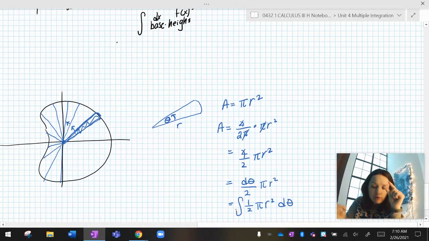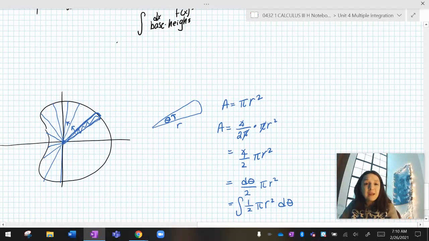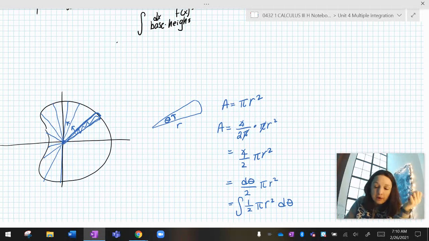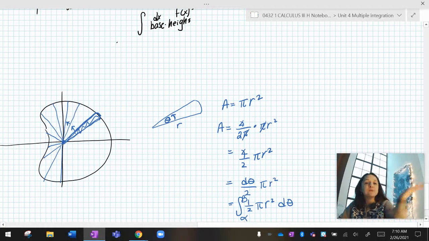I want the area of all the wedges, so I'm just going to add them up. And instead of the integral being from a to b, the integral is going to be from alpha to beta, the angles that sweep out the whole curve. Okay?